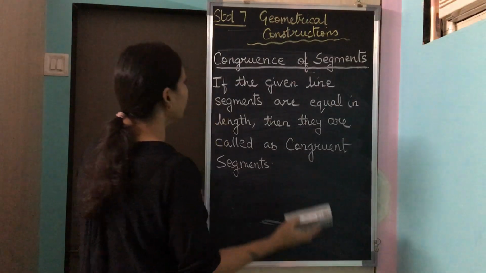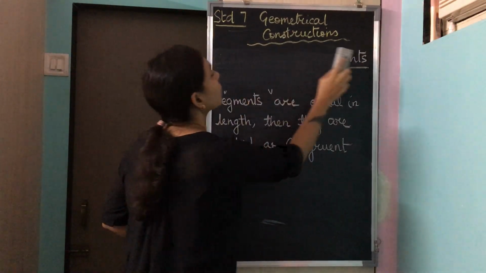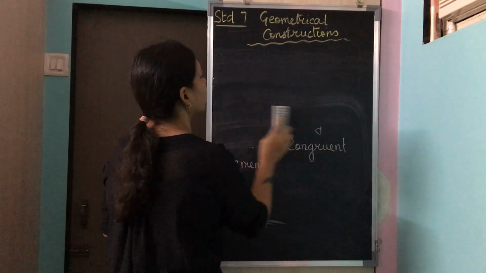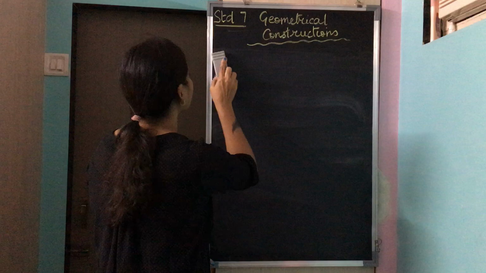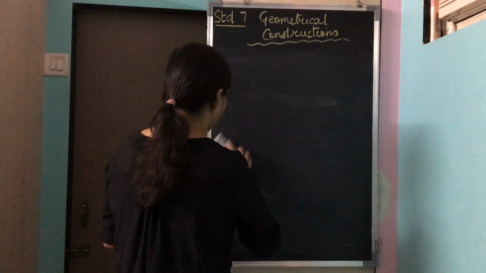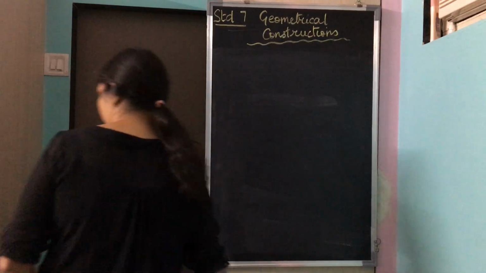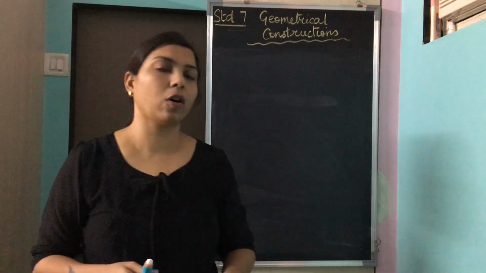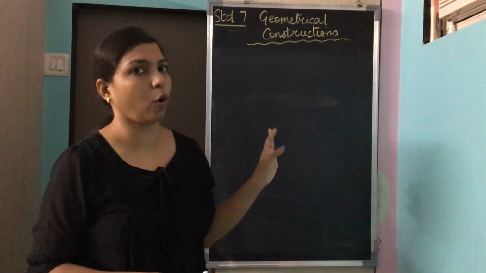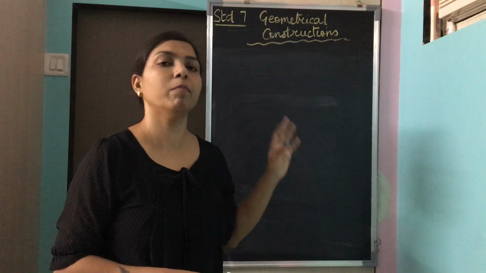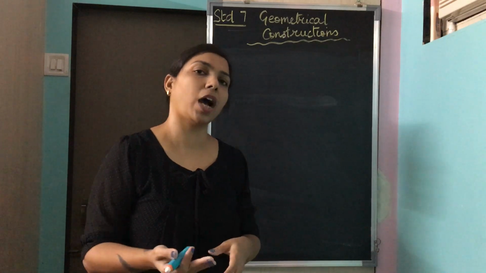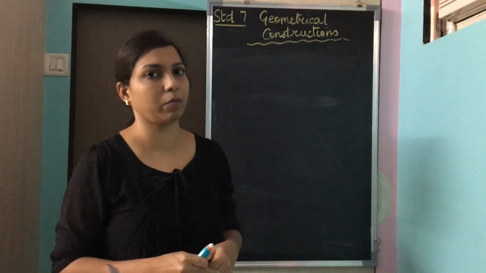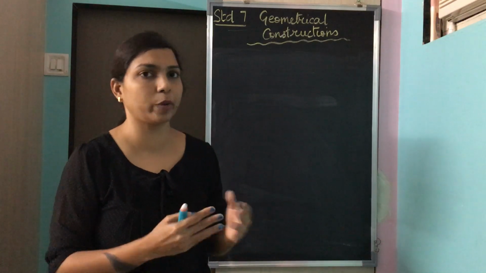Now we continue further. I am going to draw some line segments on the board, and I am giving you the measurements of those line segments. So you have to tell me which line segments are having the same measurement and which line segments are congruent to each other.